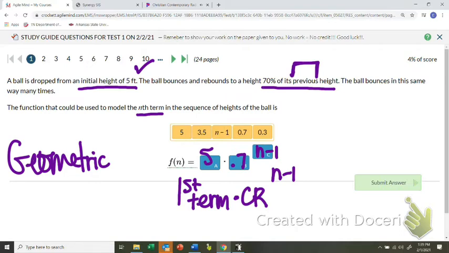Questions on geometric. This is the geometric formula. Okay. You don't need to remember these numbers. You need to remember the formula and how to use the numbers. Okay.